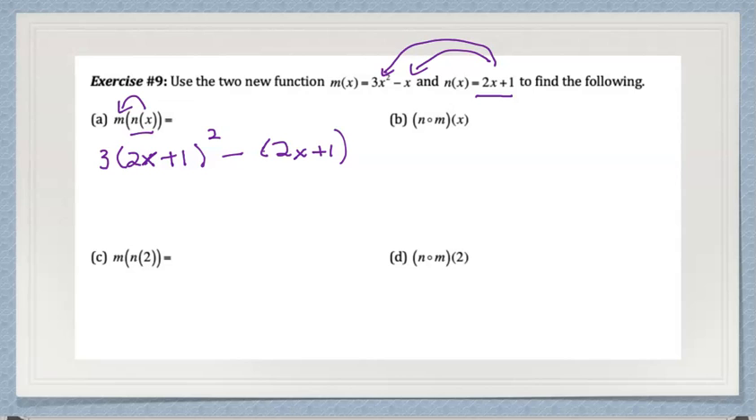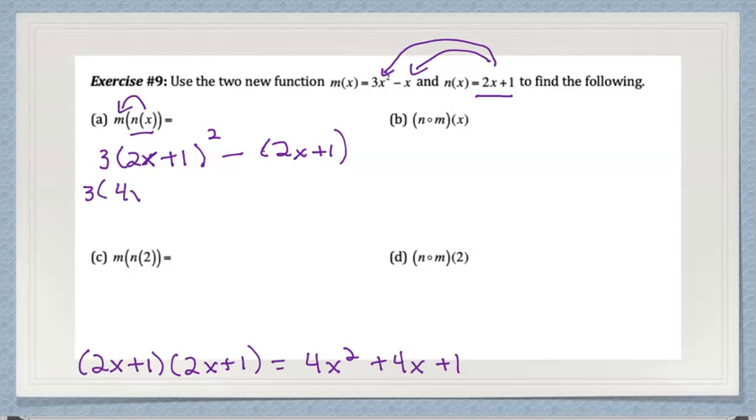I'm actually going to do 2x plus 1 squared out here because sometimes I just need to see it. 2x plus 1 times 2x plus 1 equals 4x squared plus 2x plus 2x, so plus 4x plus 1. So I have 3 times 4x squared plus 4x plus 1, and then minus 2x minus 1.